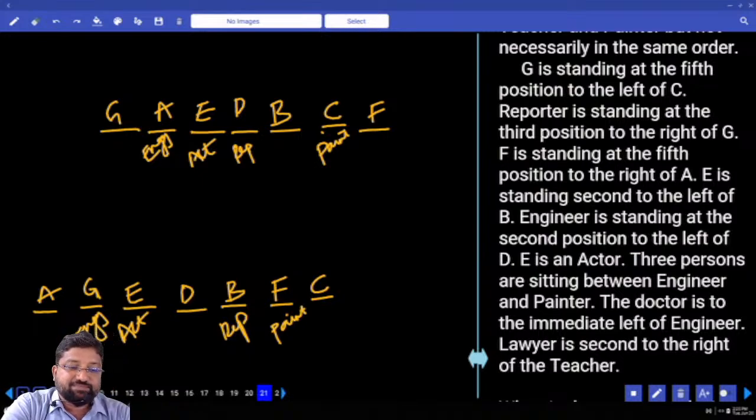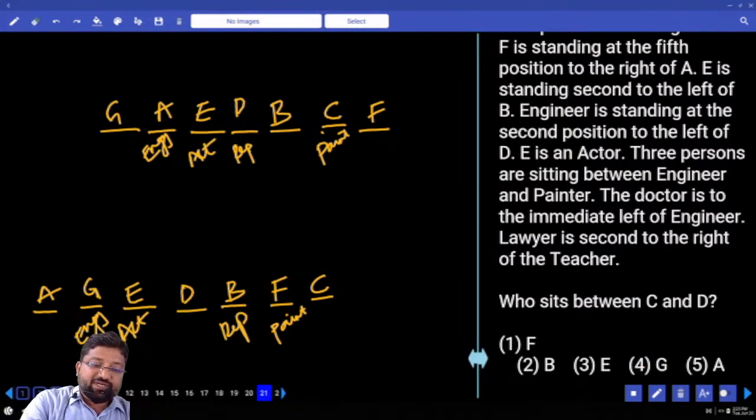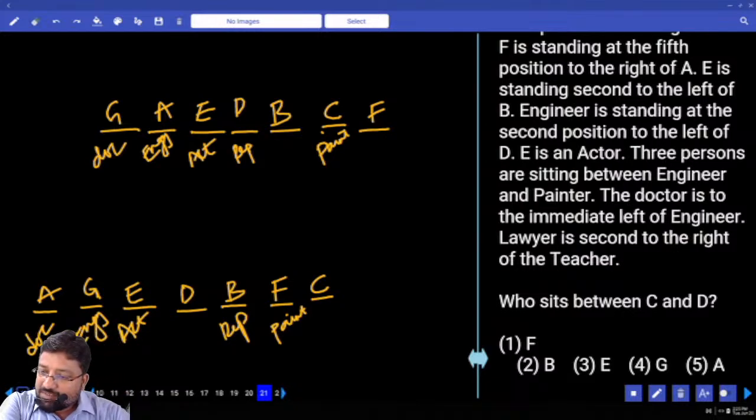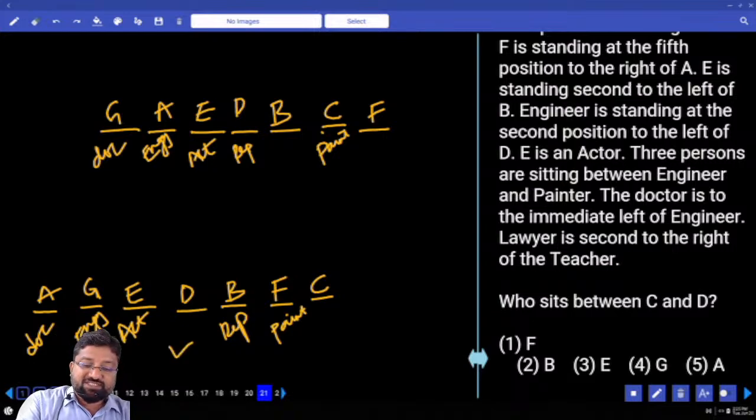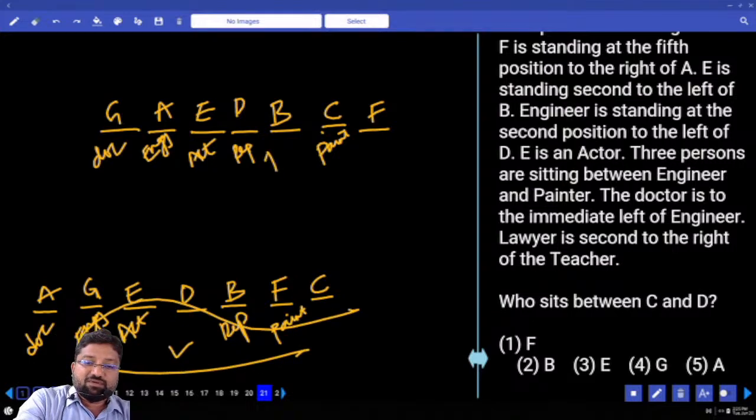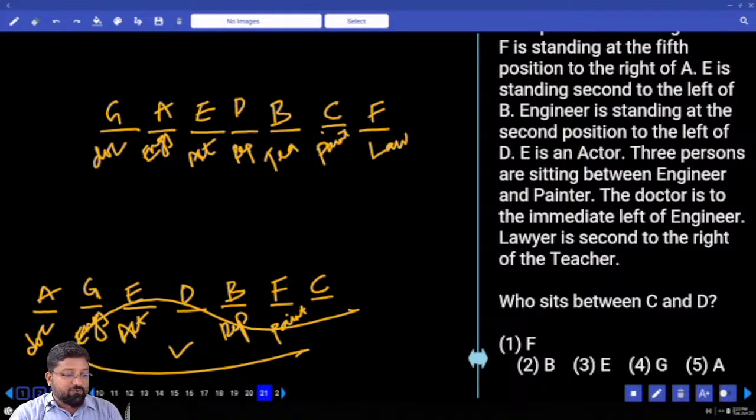Next, the doctor is to the immediate left of engineer. Lawyer sits second to the right of teacher. Teacher second right, not possible. Teacher second right. Done? Come on. Please copy. We'll mark the answer.